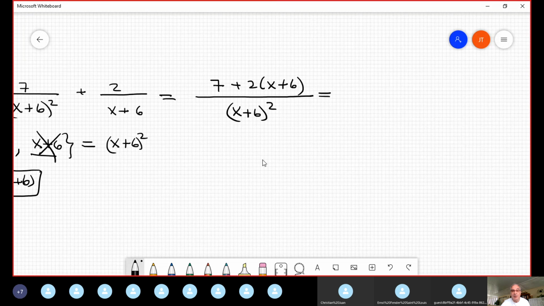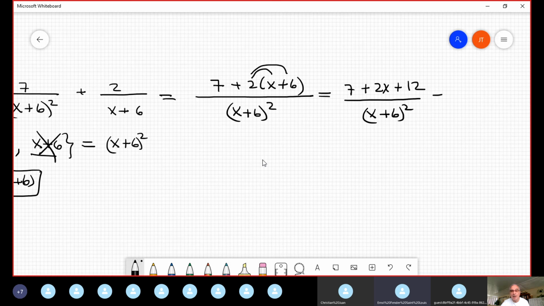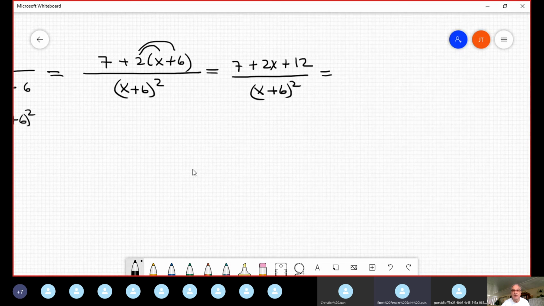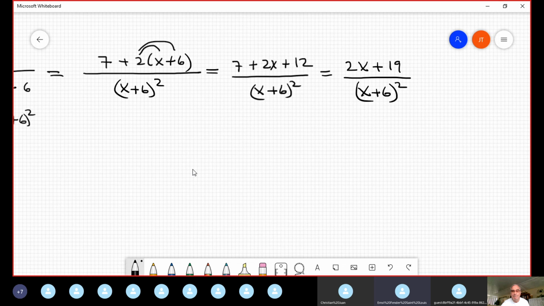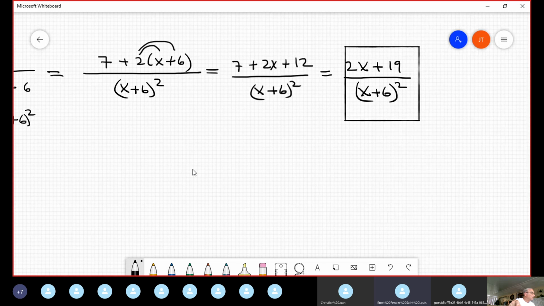Finally, we remove the parentheses. 7 plus 2x, 2x plus 12. Same, we combine. It's 19, no? The answer is 2x plus 19 divided by x plus 6 squared. That's it. And this corresponds with the option C.